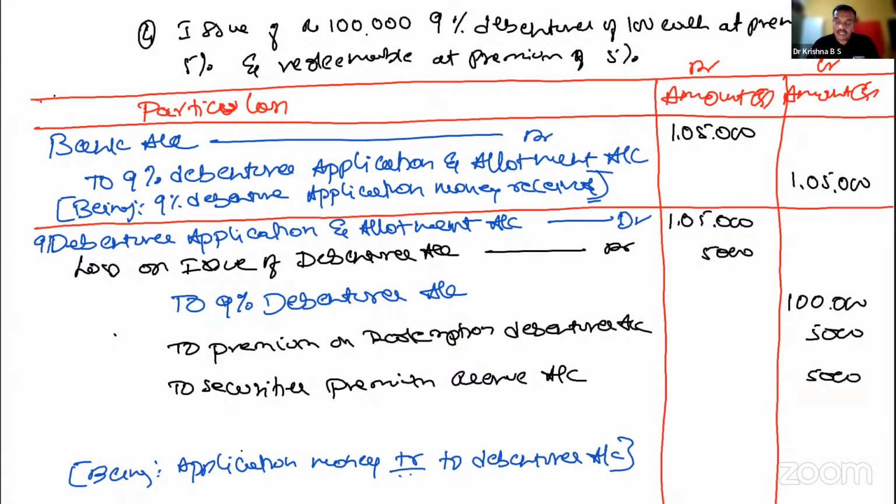9% debenture application allotment account debit from the previous entry. Loss on issue of debentures account. When you redeem the debenture, you suffered a loss of 5,000. To 9% debentures account, 1 lakh will be the face value. Always face value. To premium on redemption of debentures account, when you redeem the debentures, how much extra premium you are paying? 5,000. To securities premium reserve account, because when you issued the debenture also, you took it issued at premium. No, that 5,000 you have issued, you should write that. Okay. Thus, these are the 6 cases that you have got.